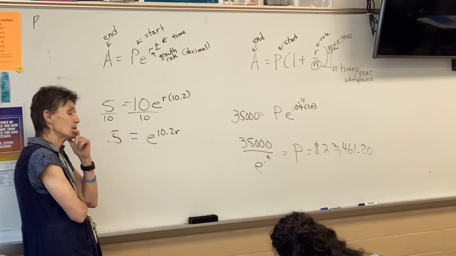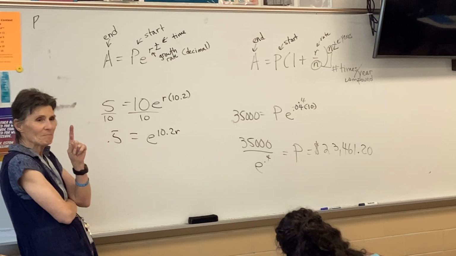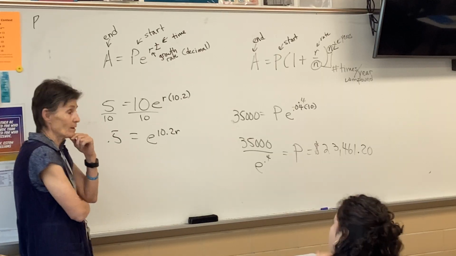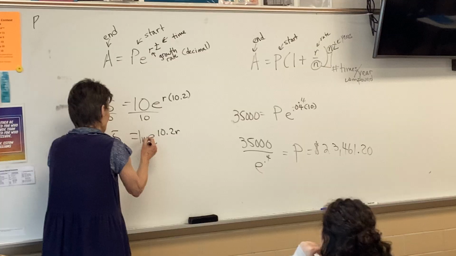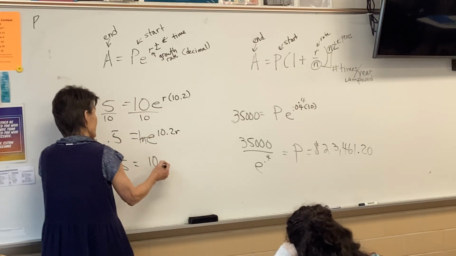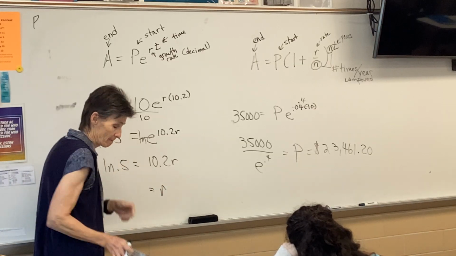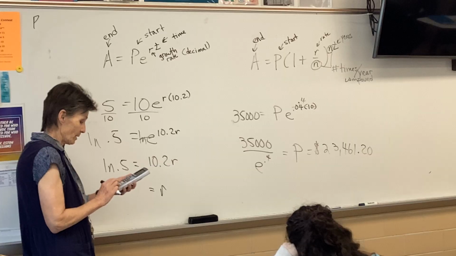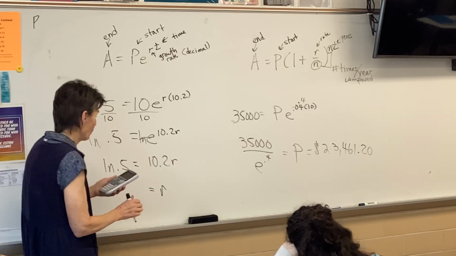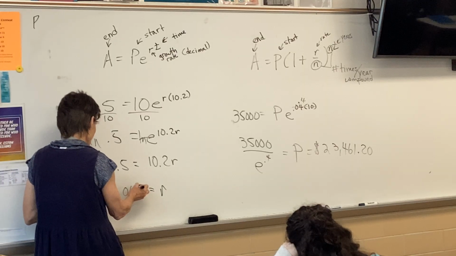Where's that variable? It's in the exponent, which means I'm going to need logarithms, right? So I'll take the ln. So ln 0.5 equals 10.2r. Then r equals ln 0.5 divided by 10.2. Whoa, whoa, whoa. Negative 0.068.